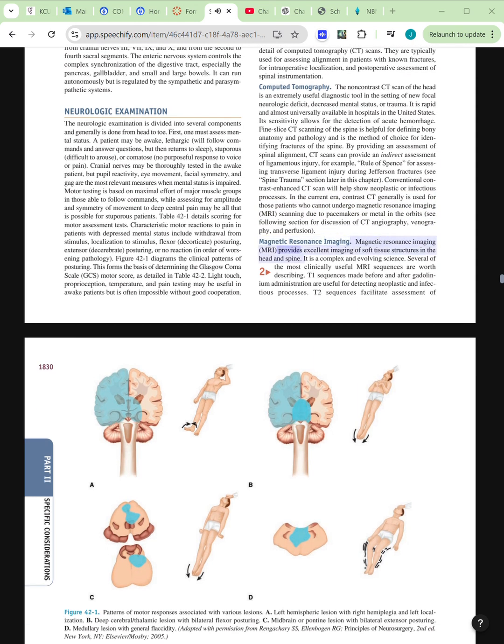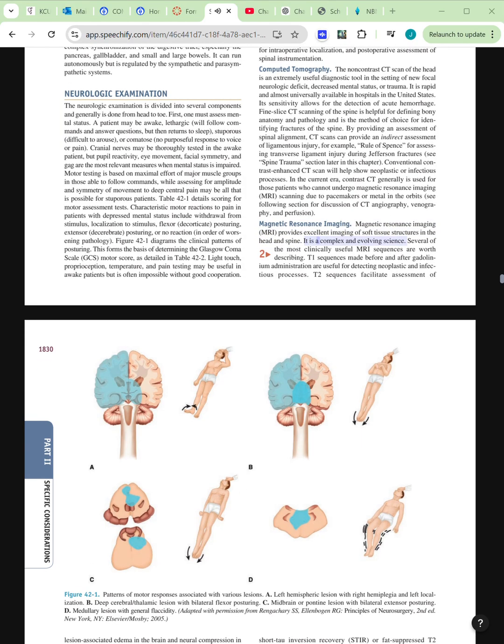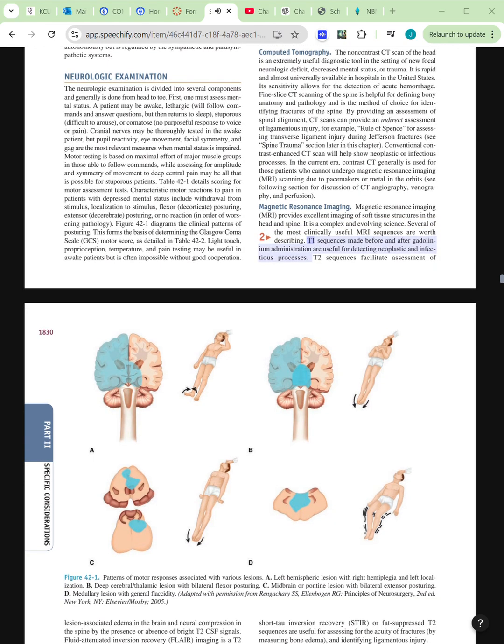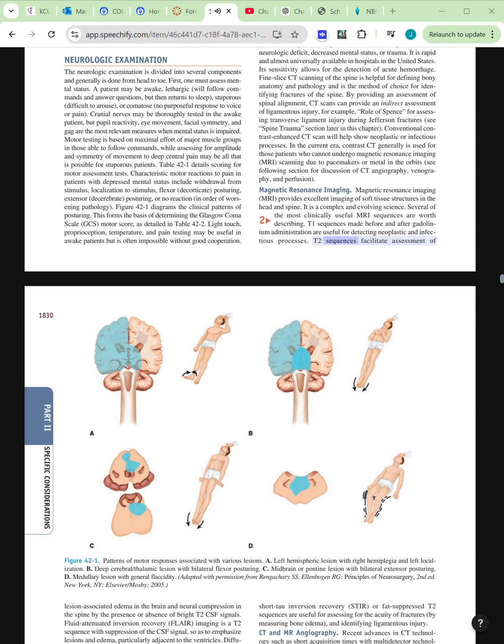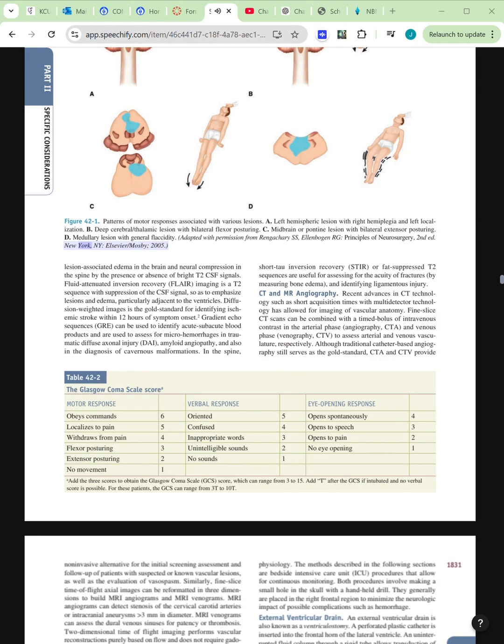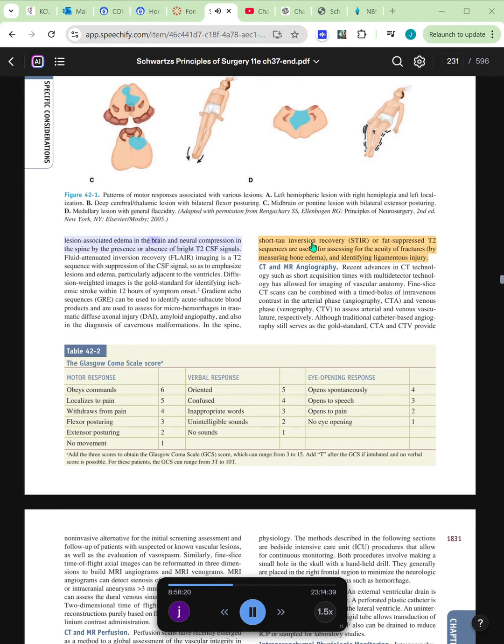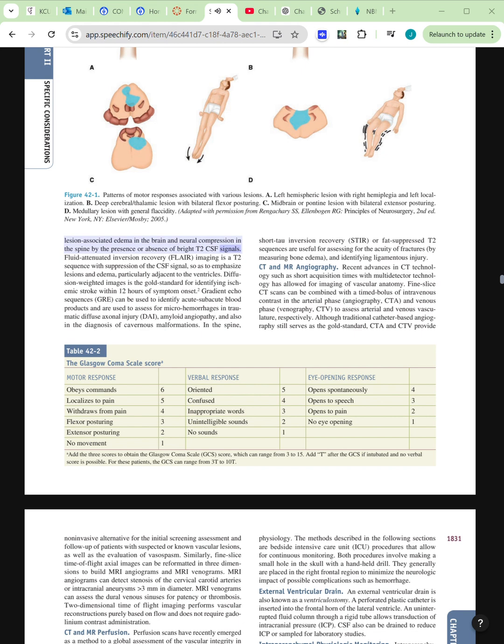Magnetic resonance imaging provides excellent imaging of soft tissue structures in the head and spine. It is a complex and evolving science. T1 sequences made before and after gadolinium administration are useful for detecting neoplastic and infectious processes. T2 sequences facilitate assessment of lesion-associated edema in the brain and neural compression in the spine by the presence or absence of bright T2 CSF signals.